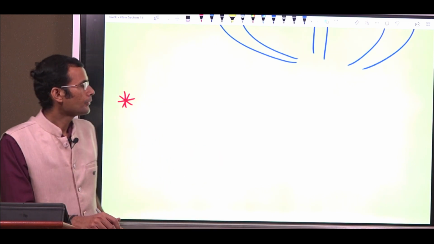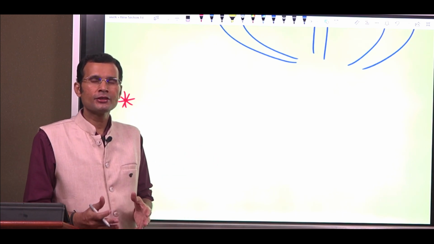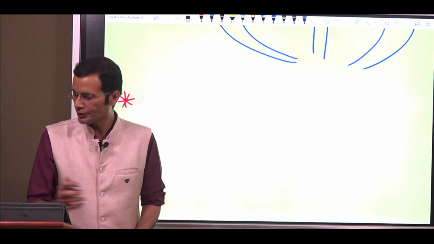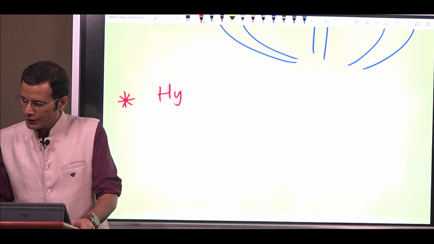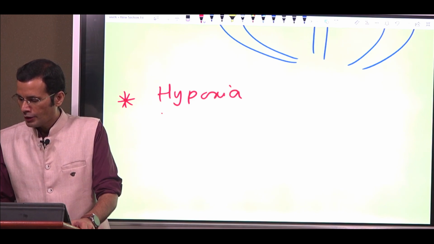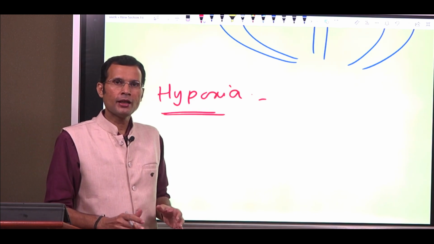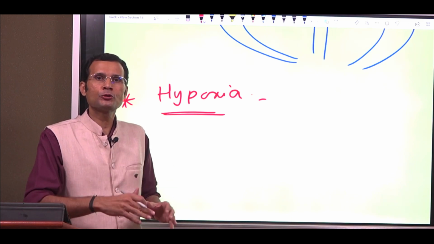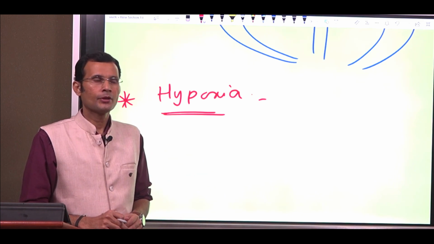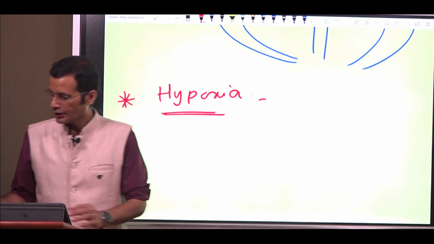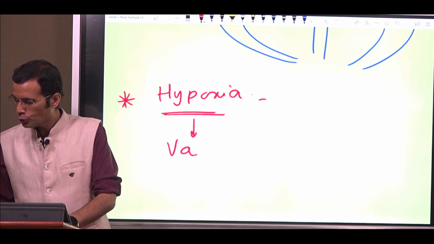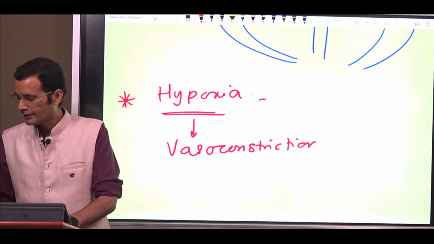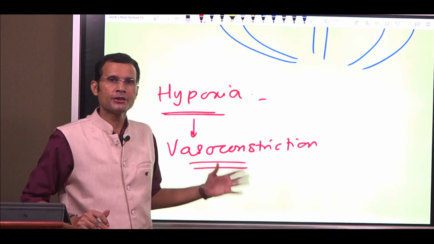Next point. Well, this point I have discussed in some previous video, so this will be just a revision. Hypoxia. Hypoxia elsewhere in the body leads to vasodilation. In the lungs, it leads to vasoconstriction. Yes, another special characteristic, special feature.